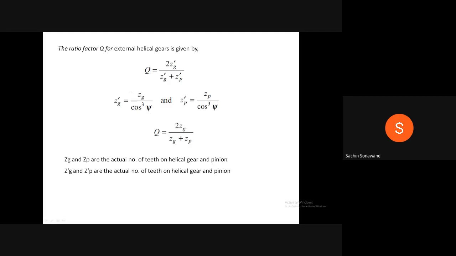Now the ratio factor for helical gears is given by Q is equal to 2 Zg dash divided by Zg dash plus Zp dash, where Zg dash and Zp dash are the actual number of teeth on helical gear and pinion. Sorry, virtual number of teeth. Zg dash and Zp dash, I think it should be virtual. Just to remember, this is nothing but virtual number of teeth, not actual.